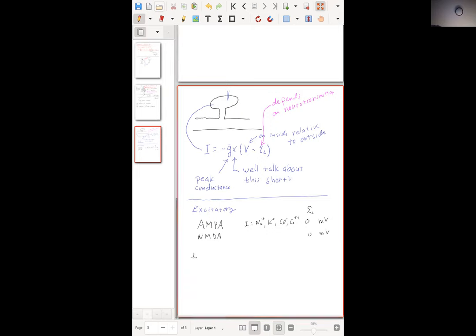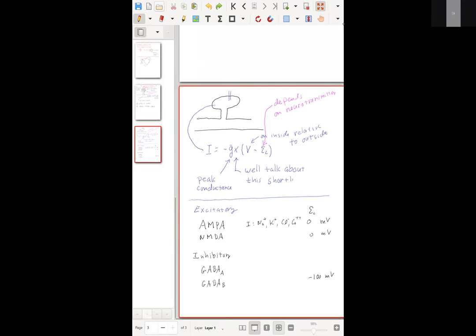For inhibitory, the two main kinds are GABA A and GABA B. They have much more negative leaks. In the case of GABA A, it's about minus 70 millivolts. In the case of GABA B, it's about minus 100. For GABA A the current is mainly chloride. So when the GABA channel is open, chloride flows in, which causes net current to flow out, and these are inhibitory.